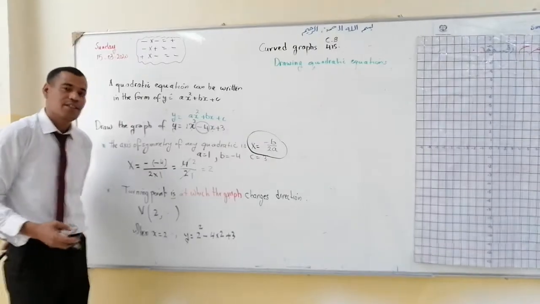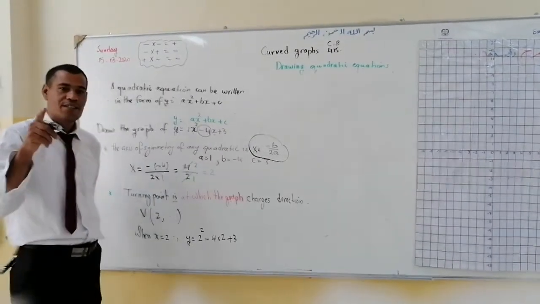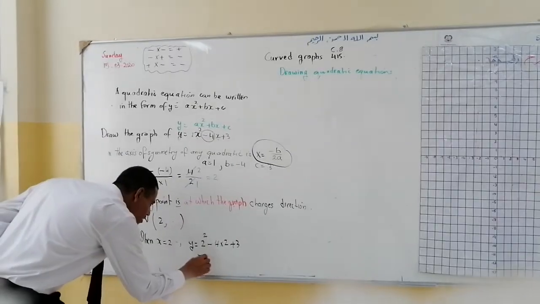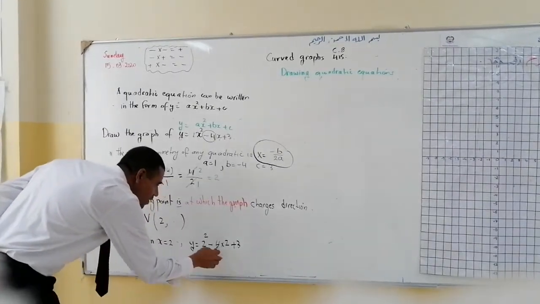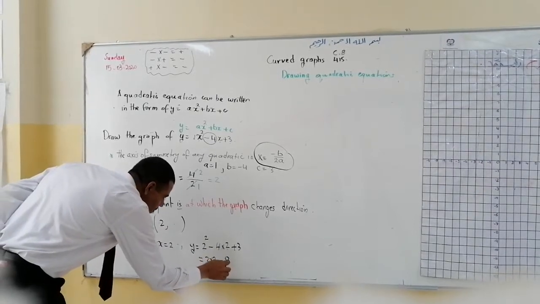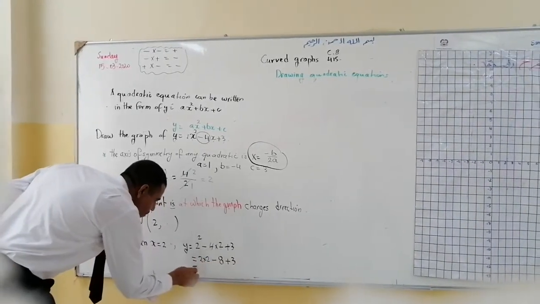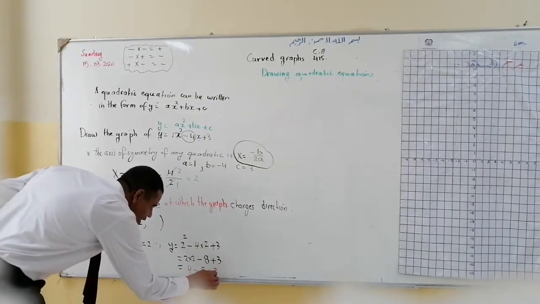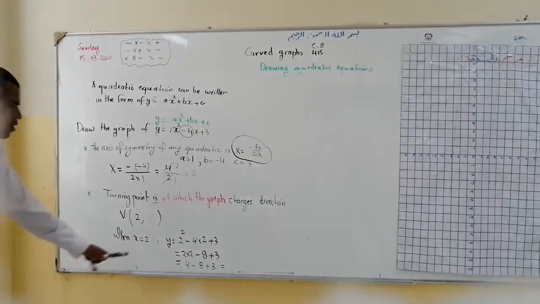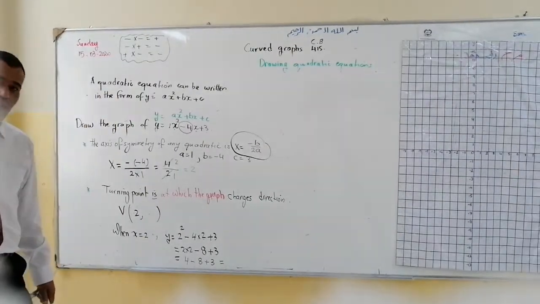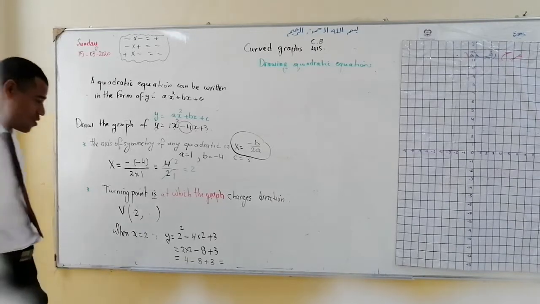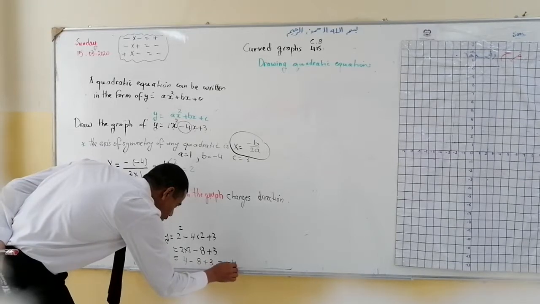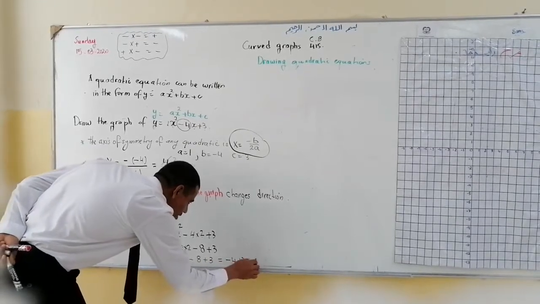Okay, 2 squared is what? Very good. 2 squared is 2 multiplied by 2. Then, negative 4 multiplied by 2 is negative 8, plus 3. So, 2 multiplied by 2 is 4, minus 8, plus 3 gives what? 4 minus 8 gives negative 4. Negative 4 plus 3 gives negative 1. So, just like here, negative 4 plus 3 gives negative 1.